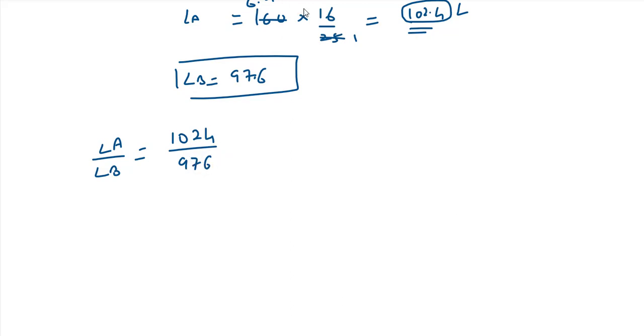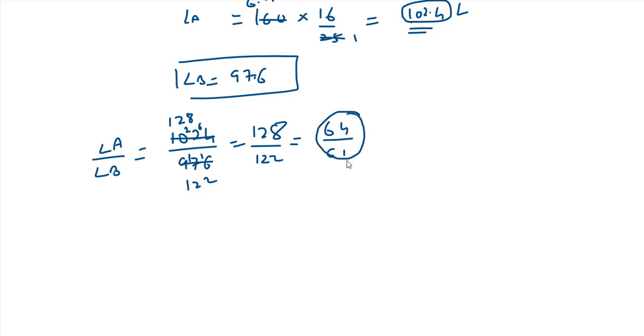So let's first divide it by 8. This gives 128 upon 122. It can be further reduced to 64 by 61. So the ratio of milk and water in the final mixture is 64 by 61.